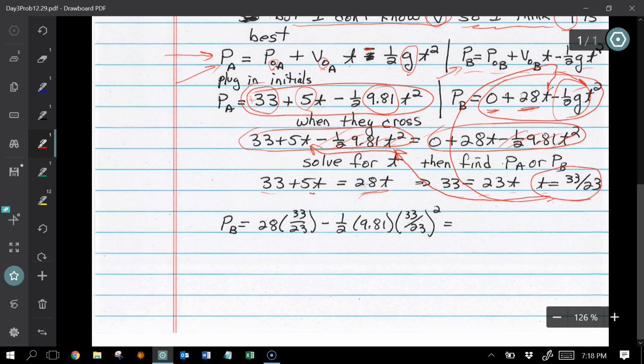I think it's easier to use this one. It doesn't have as many terms. So you just pull this down: 28 times t minus 1/2 g times t squared. Pull out your calculator and you get your number right there. So that's how you do that problem.